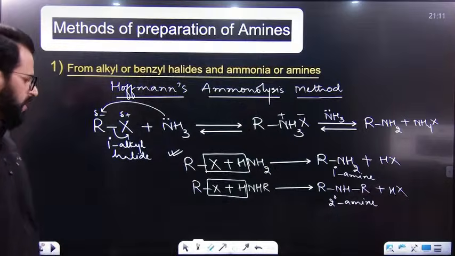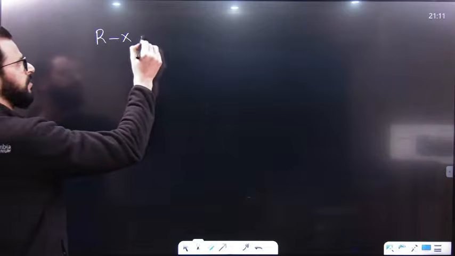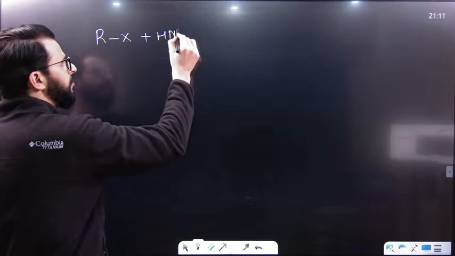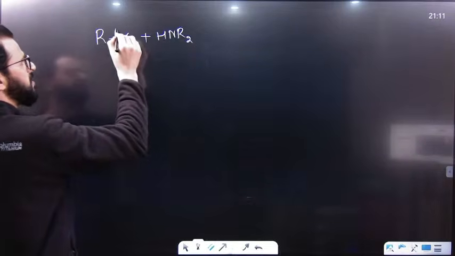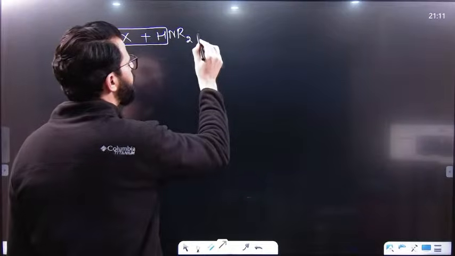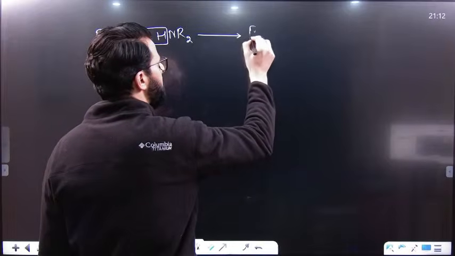After that, as alkyl halide is taken in excess, the secondary amine formed in the above step will react now. That secondary amine will react once again with the alkyl halide, as it is taken in excess, and it will result in the formation of a tertiary amine, that means R3N.